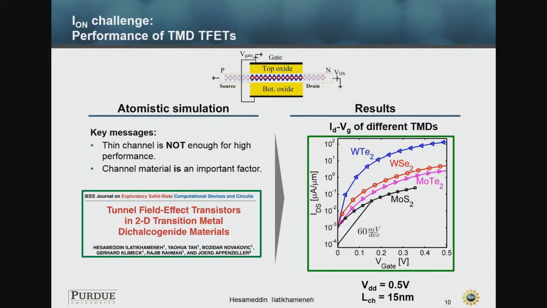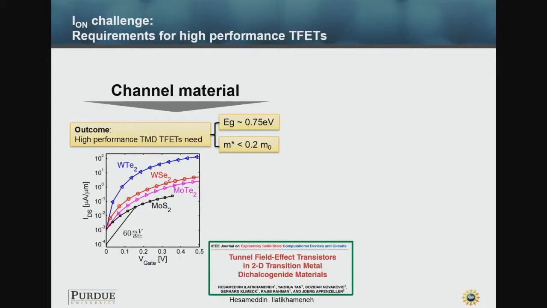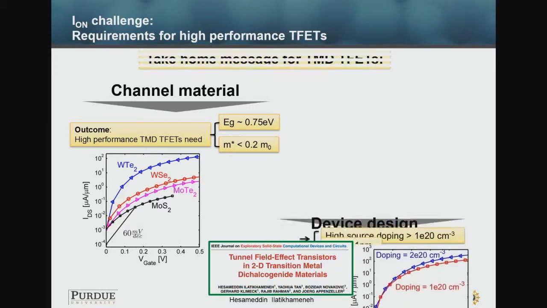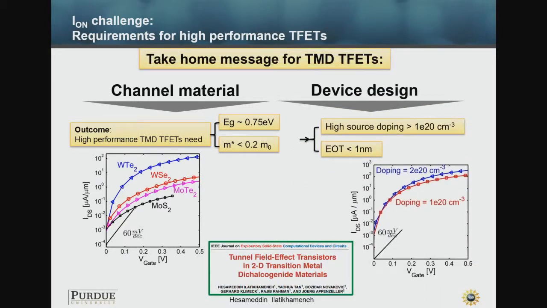This is the result that we got, and we found out that a thin channel is actually not enough for high performance, and we need to have a good channel material. What is a good channel material? A good channel material is a material with a band gap around 0.7 and a low effective mass, but that's not all. We need to have a good design: very high doping and very small oxide thickness to get a high performance 2D tunnel FET.